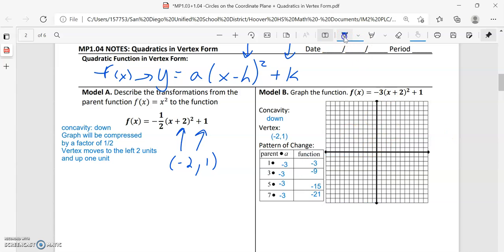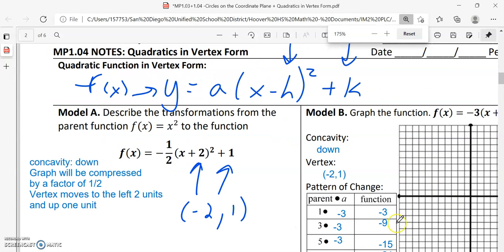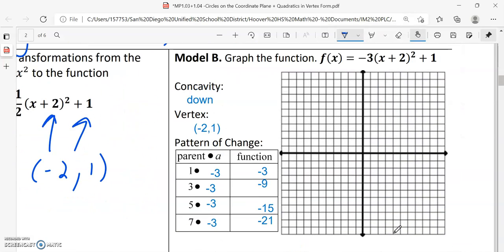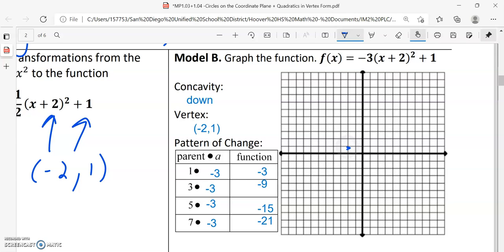Now let's graph it. Zoom in a little bit. First, let's identify our vertex, which is -2, +1, which is right there approximately. And then our pattern of change, it's going down. So we're going to go left and right 1 unit. And then we're going to go down or up, depending on these numbers here. So the first number is -3. So we're going to go left 1 unit.